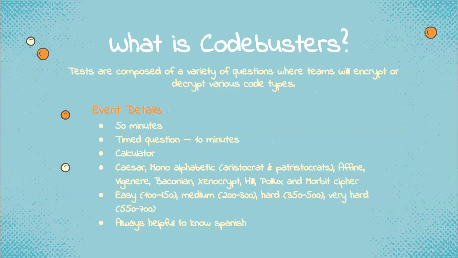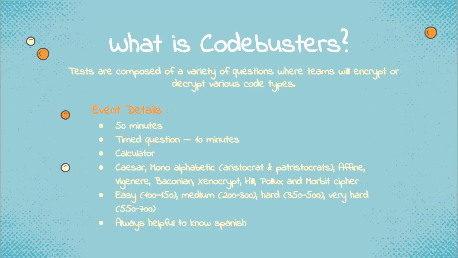Like you want to send a message from one place to another, but you don't want the middle person to find out the message. That's why you're using this coded format, so that the middleman doesn't find out what you're trying to say to the person at the other end. Some event details: you get 15 minutes, and the very first question is a timed question. If you finish before 10 minutes, you get bonus points depending on how many minutes you have left.